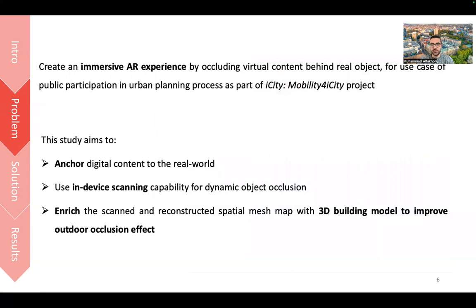In this project, we were aiming to create an immersive and representative augmented reality experience by hiding the digital content behind the real object. The main idea was to develop a public participation platform for urban planning projects, and this research was part of the ICT Mobility project. To summarize what we are doing here, we were aiming to anchor the digital content to the real world and use the in-device scanning capability for dynamic object occlusion, and also enrich the scanned and reconstructed spatial map with the 3D building model to improve the outdoor occlusion effect.